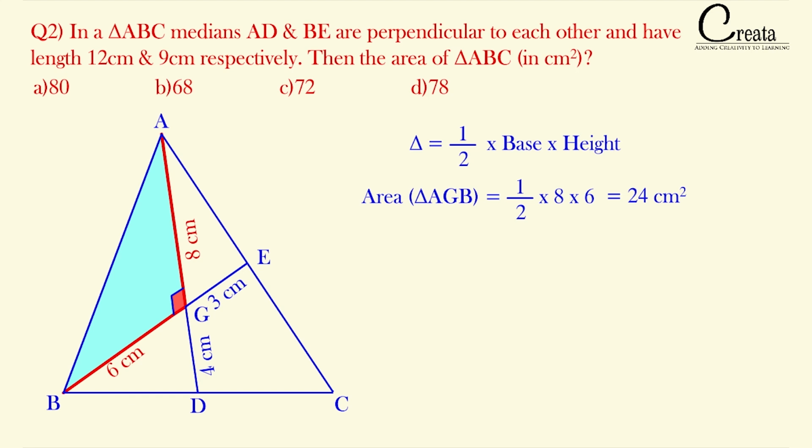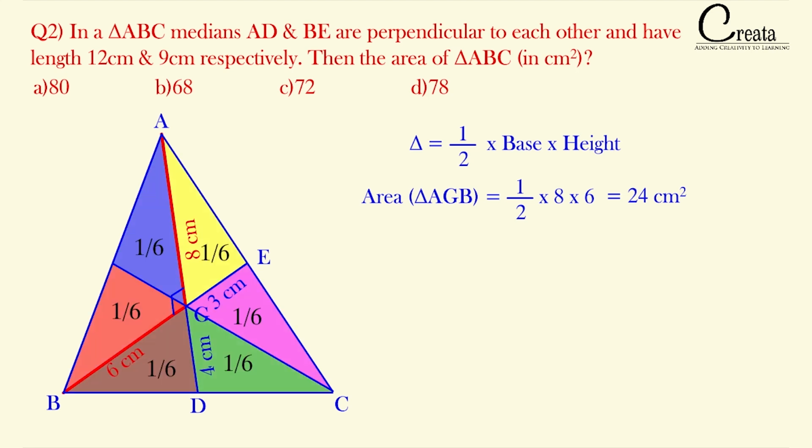But in the question, we have to find the area of the triangle ABC, that is this complete triangle ABC. Now here comes the fundamental of the medians that we have studied. That is, the medians divide the complete area of the triangle into 6 equal parts. So can we say the area of the triangle ABC is equal to 3 times the area of triangle AGB?